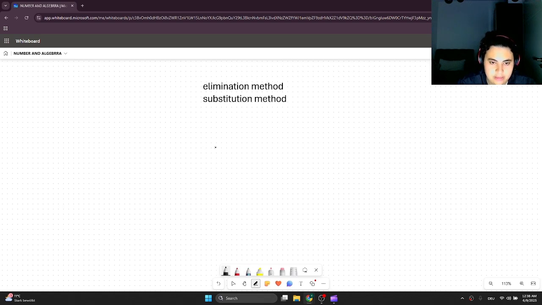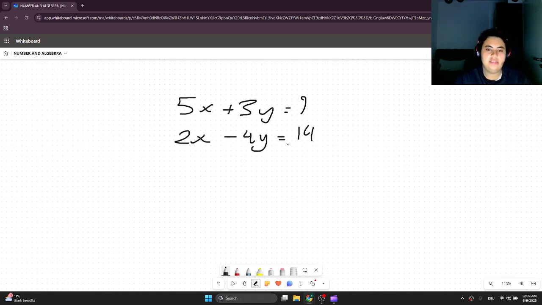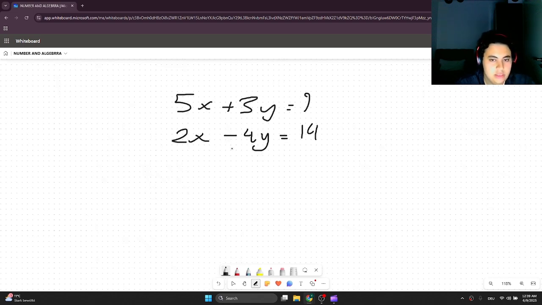So for the elimination method, let's say that we have 5x plus 3y is equal to 9, and then we have 2x minus 4y is equal to 14. The elimination method basically says that the way you approach it is that you multiply either one or both of your equations by a constant, in order to match one of the values together in order to get rid of a variable. So what do I mean by that?